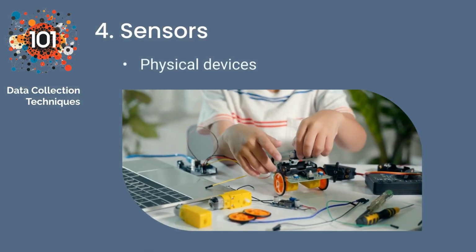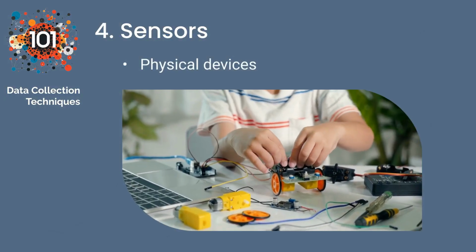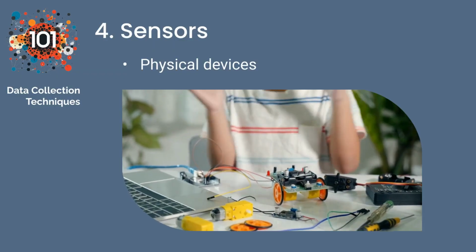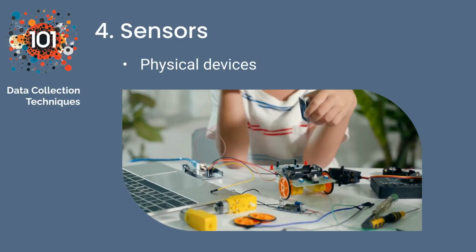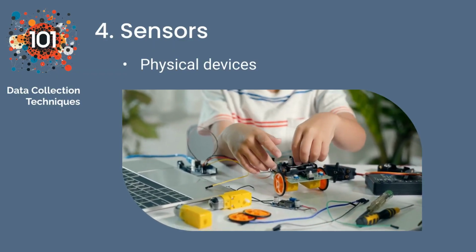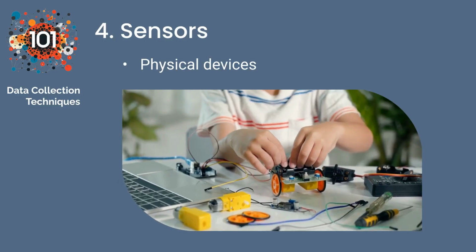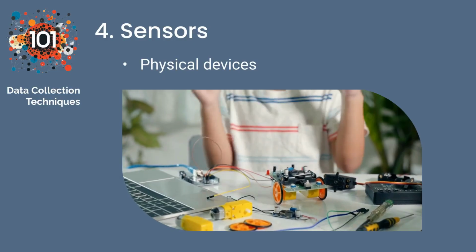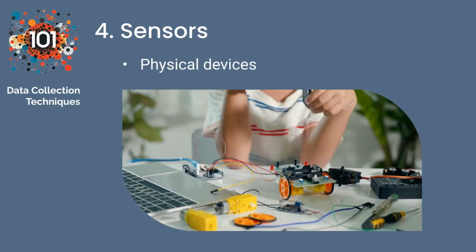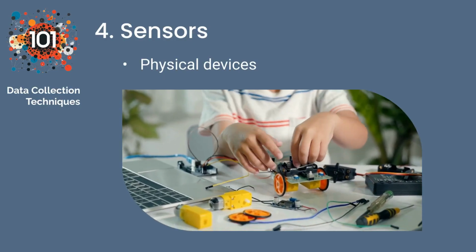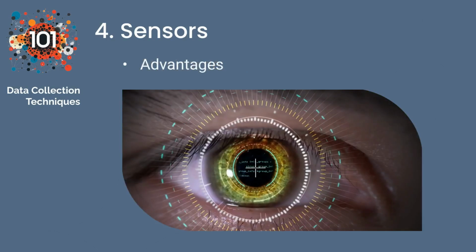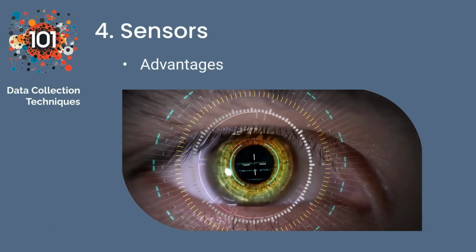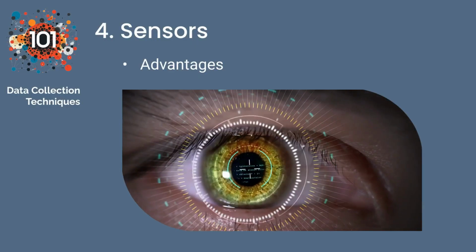Sensors are used to collect data from the physical environment, making them an essential component in IoT, Internet of Things systems. They can measure various parameters such as temperature, motion, or humidity, providing valuable data for analysis. Setting up sensors typically involves using physical devices like Arduino or Raspberry Pi, which act as the hardware to capture and transmit this data. One of the major advantages of sensors is their ability to collect data in real time, making them ideal for continuous monitoring.